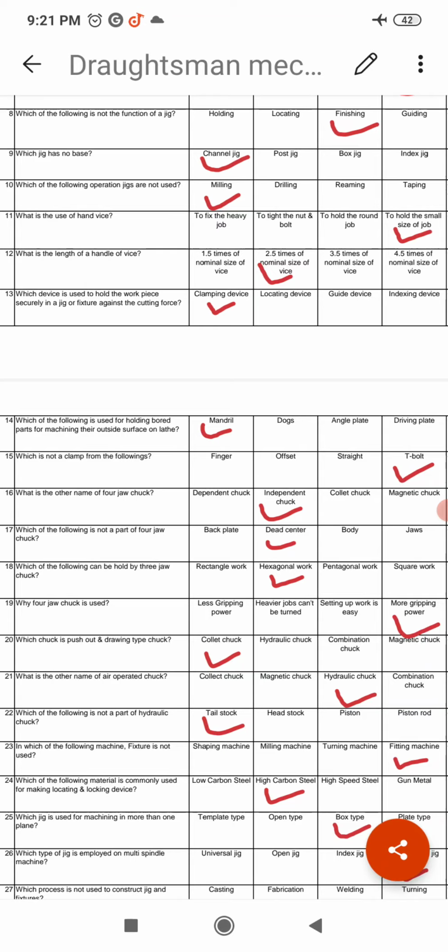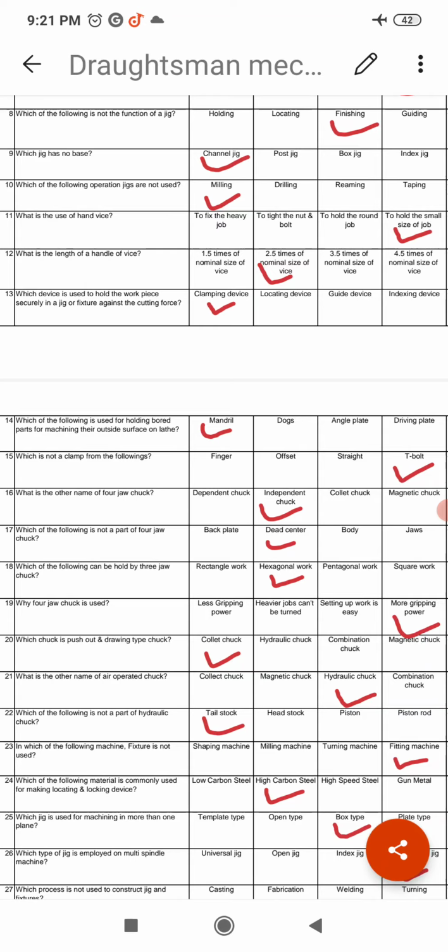Next, which one of the following can be held by a 3-jaw chuck? It's hexagonal work, option B. It's the right answer. Why is a 4-jaw chuck used? For more gripping power. It's answer D.